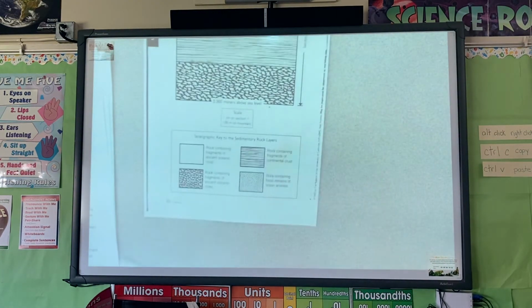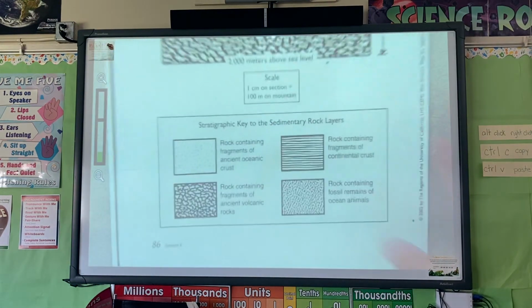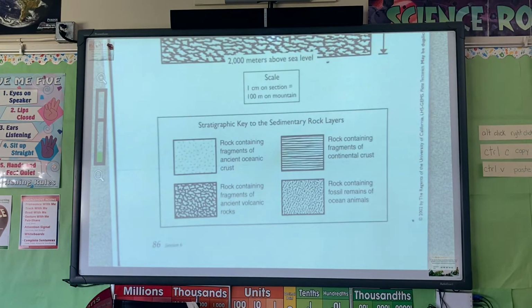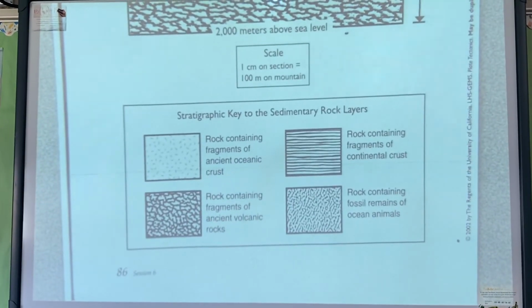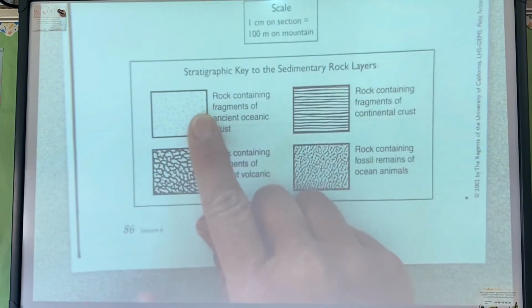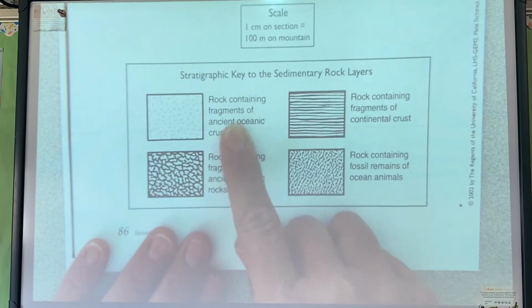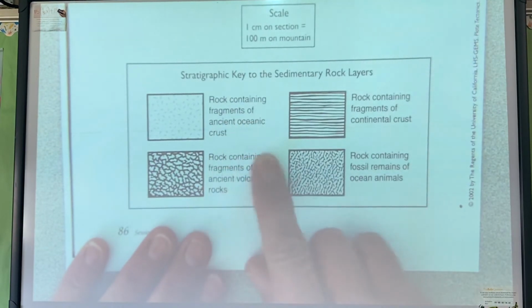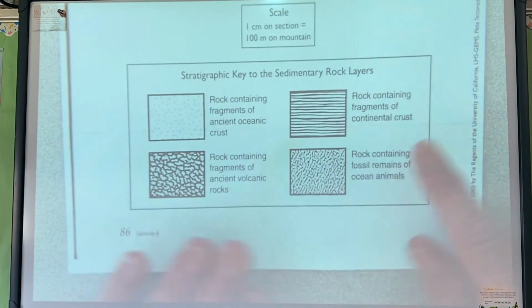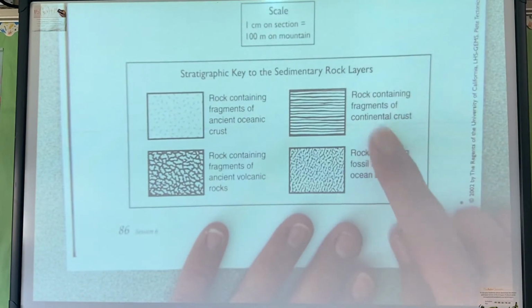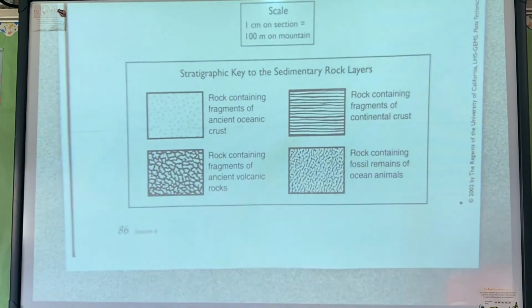Down below we have the key, and let's take a close look at this key. You can look at the printed version. We see that we have different types of rocks. We have rocks containing fragments of ocean crust, rocks containing fragments of ancient volcanic rocks, rocks containing fragments of continental crust, and rocks containing fossil remains of ocean animals. So I happen to have a giant column.